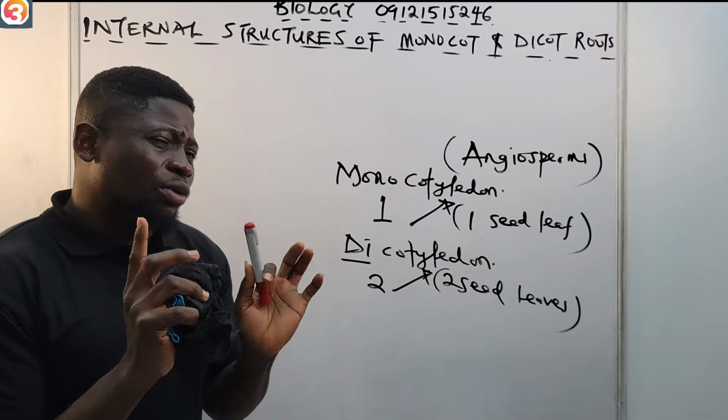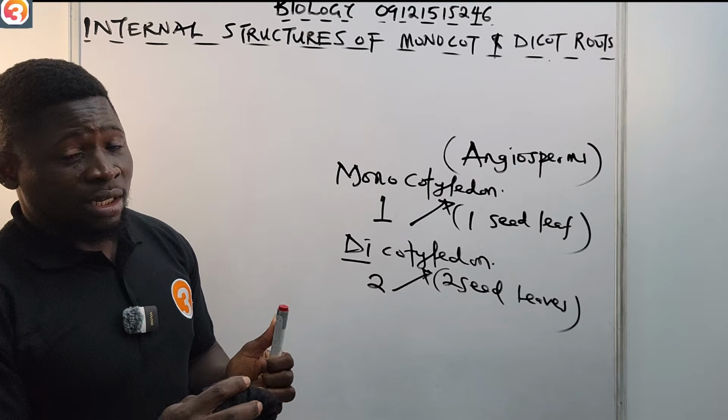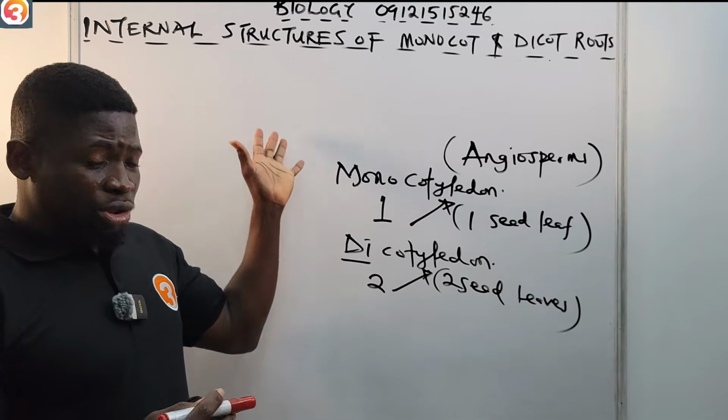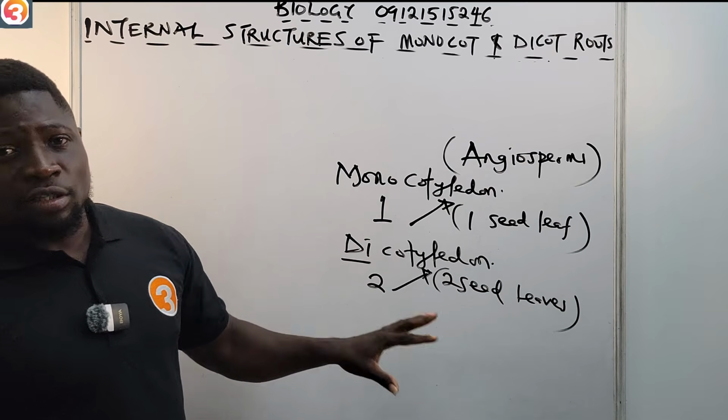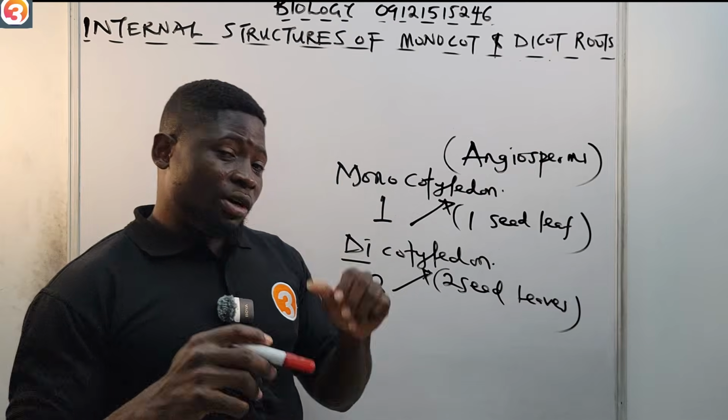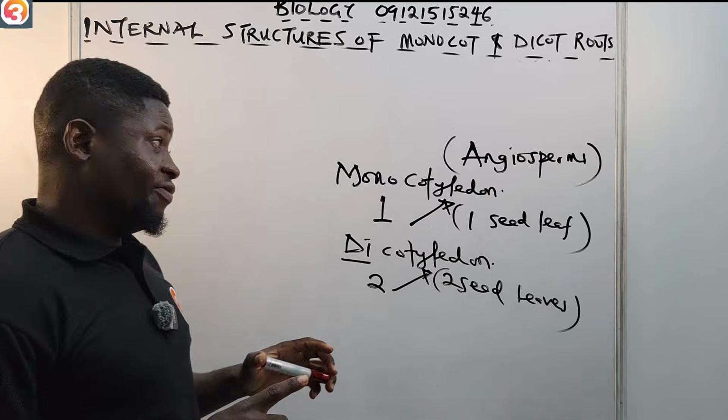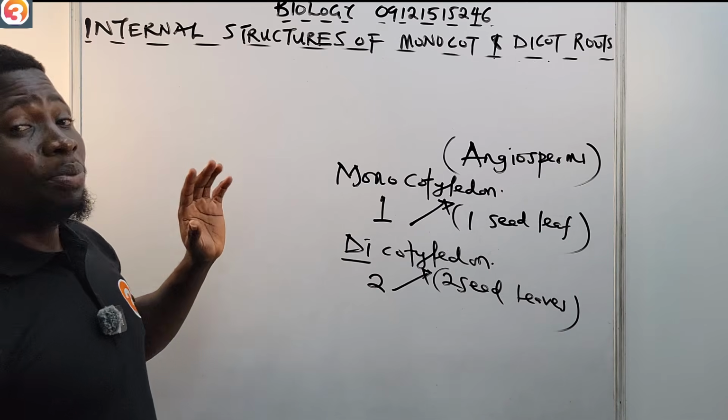So now quickly we'll do something because it's very, very important. I'm going to write out the characteristics of monocots and the characteristics of dicots for you, so that you'll be well abreast of that. Questions come out from there from JAMB, so it's very necessary that you pay attention to it.